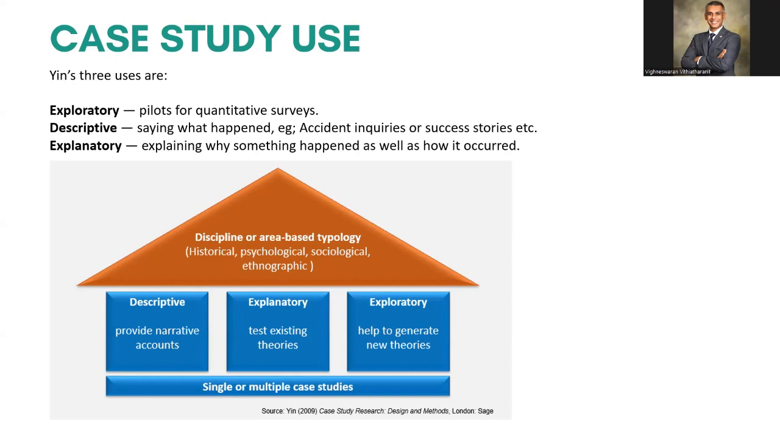Number three, Yin also identifies the use of case studies in explanatory cases. Explanatory cases seek to explain the reasons behind phenomena and how they occurred. They are often useful for understanding causal relationships. For instance, an explanatory case study might investigate the factors that led to the success of a social media marketing campaign.